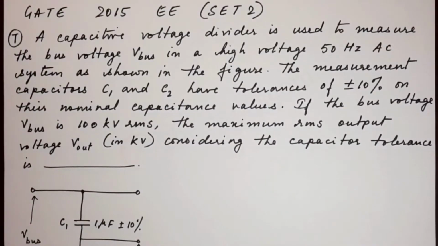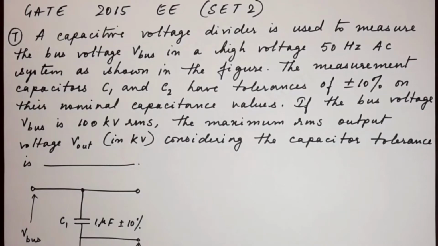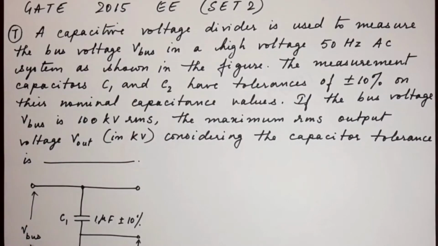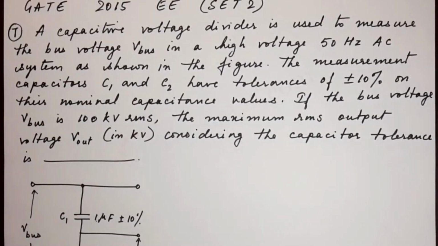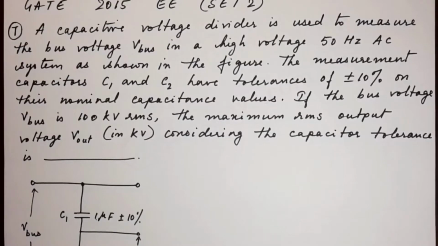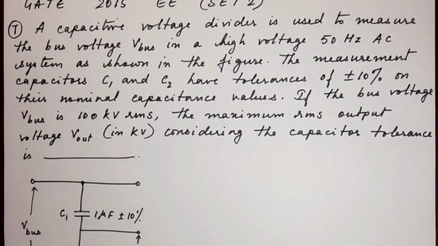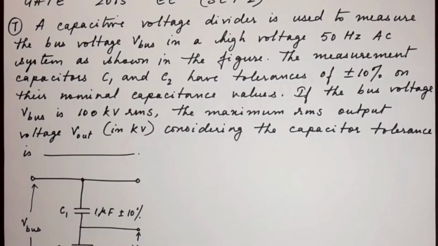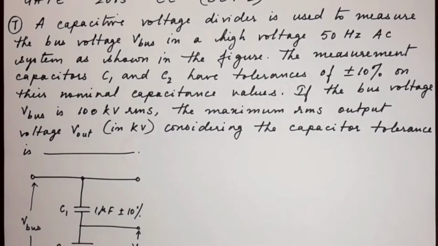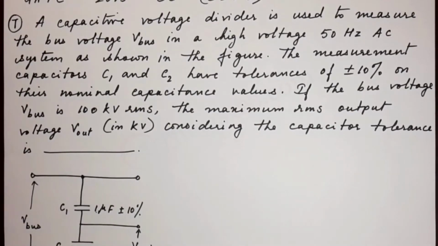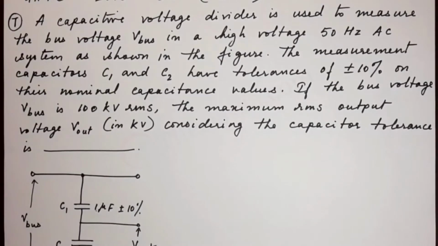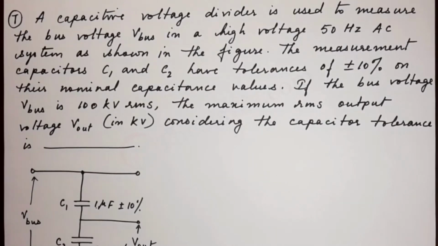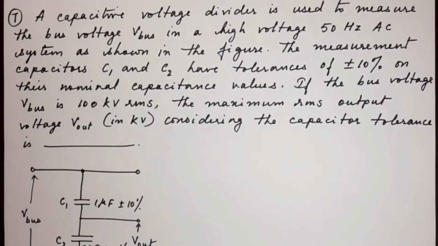Here's the next question, number 7. A capacitor voltage divider is used to measure the bus voltage V-bus in a high voltage 50 Hz AC system as shown in the figure. The measurement capacitors C1 and C2 have tolerances of plus or minus 10% on their nominal capacitance values. If the bus voltage V-bus is 100 kilovolts RMS, the maximum RMS output voltage Vout considering the capacitor tolerance is dash. Not a multiple choice, so let's work it out.